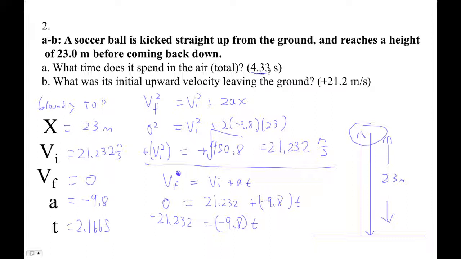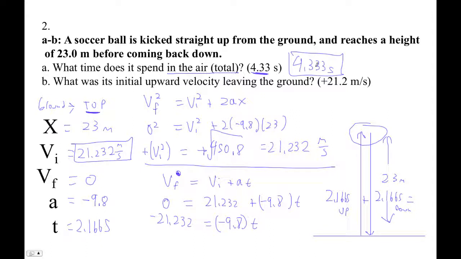Notice that that's not the answer here because it says time in the air, right? So time in the air, it's going to spend 2.1665 up plus 2.1665 down. Well, just multiply by 2, right? Total time in the air, we're just figuring out the time to the top, right? Total time in the air, just multiply by 2. So I'm getting 4.333 seconds. Ta-da. This is our initial velocity. There's our time in the air.